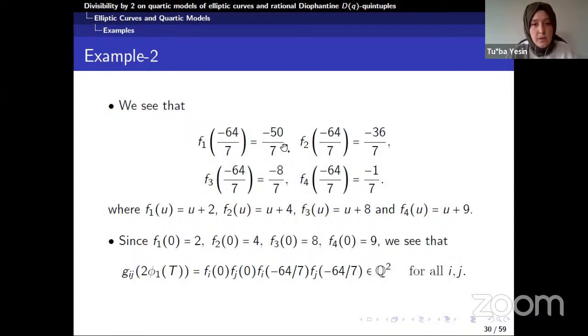But as you see here, the product of any two of them is not square. For instance, f1 times f2, the product of these two rational numbers, is not square. Why is that? Because we know that f1(0) and f2(0), the product of these two of them, is not square. But 2 times 4 times this number and this number will be square. This is the same for the other one. That means f_i(0) f_j(0), with f_i at the x coordinate and f_j at the x coordinate, will always be square for all i, j.